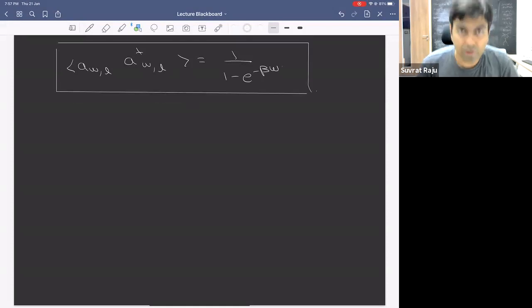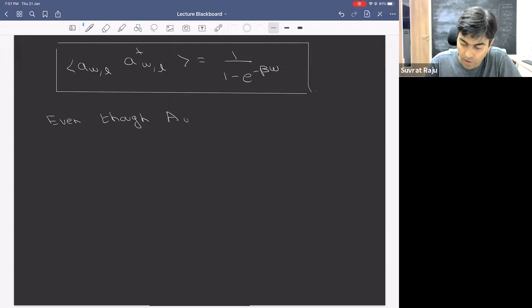Okay. There is a difference though between the situation in flat space and the situation in ADS. And the important difference is that in ADS, we don't have any flux at infinity. The reason we don't have any flux at infinity is because in ADS, we've imposed these normalizable boundary conditions. So even though A omega L, or A omega L smeared, is thermally occupied, there is no flux at infinity.